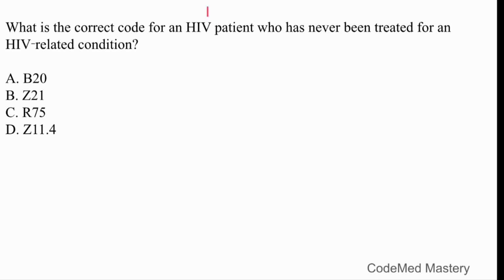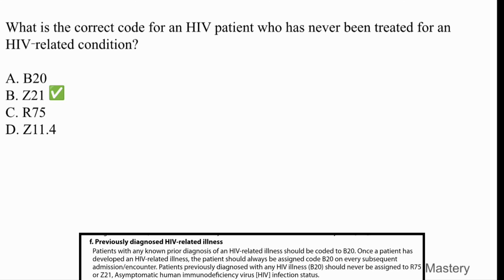Next question. What is the correct code for an HIV patient who has never been treated for an HIV related condition? So, what is the correct answer? The correct answer will be Z21, that is option B. Why? Because it is for asymptomatic HIV infection status. It is used when patient is HIV positive without symptoms or HIV related conditions.